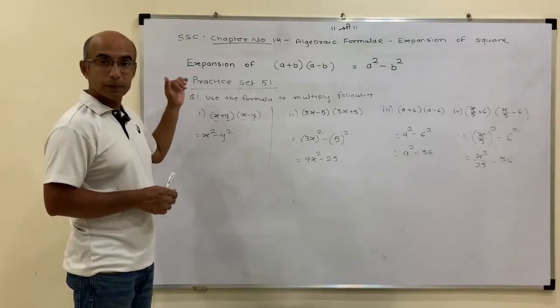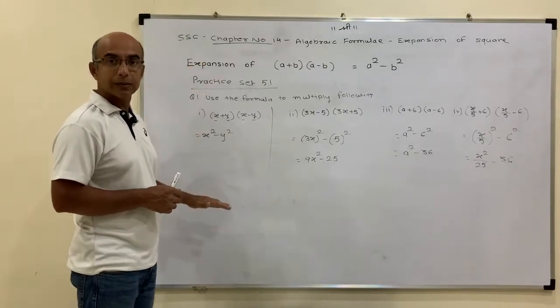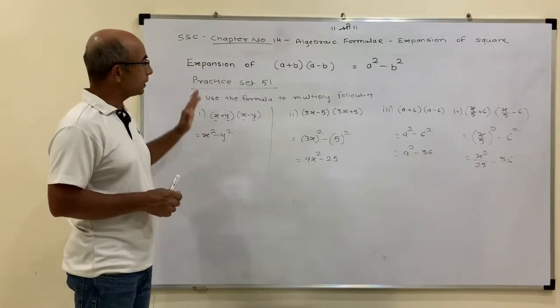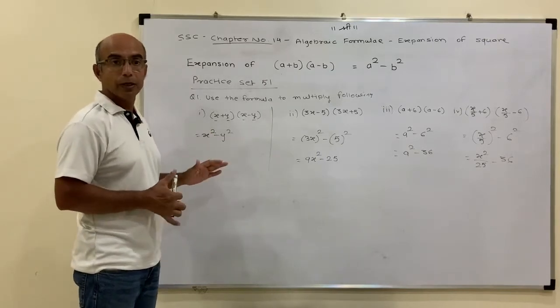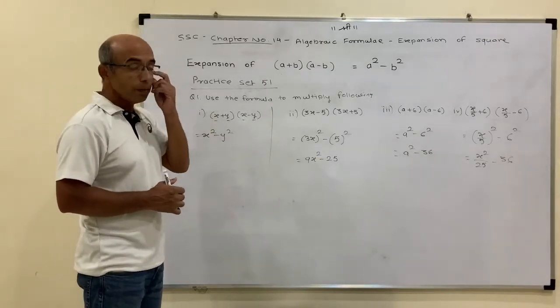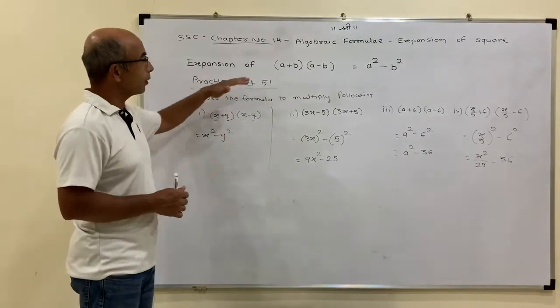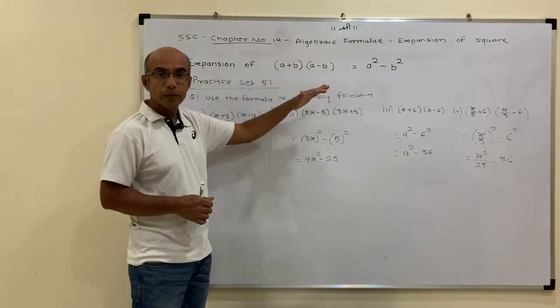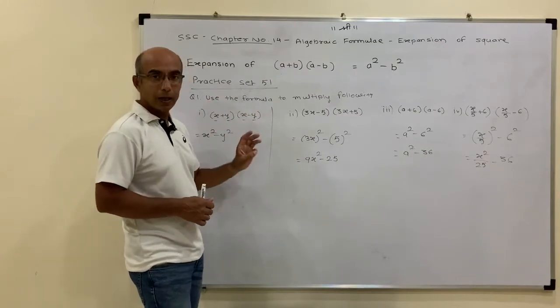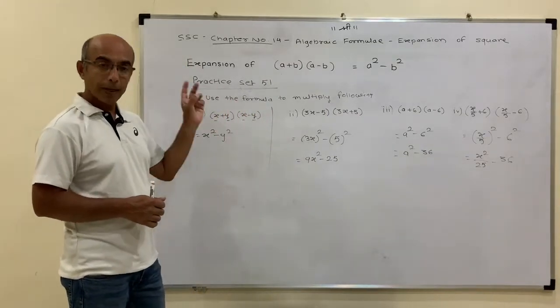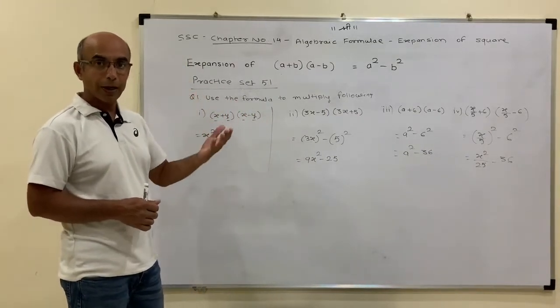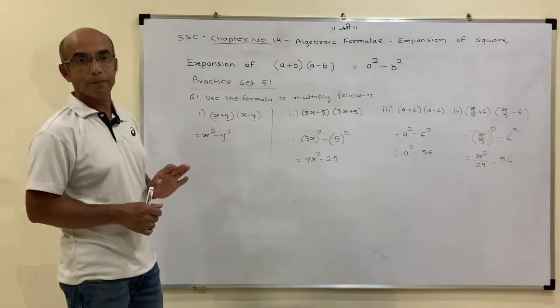It's better if you read that list every day. Fix a time and read that list every day, so you won't forget it by the time the exam comes. So all these formulas should be in a list. Plus, make sure you learn by heart tables till 30. Make sure you learn by heart squares and square roots till 30.